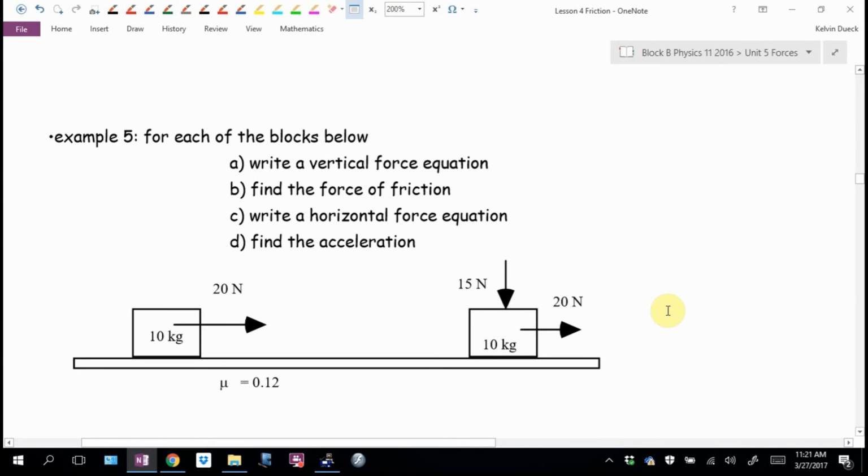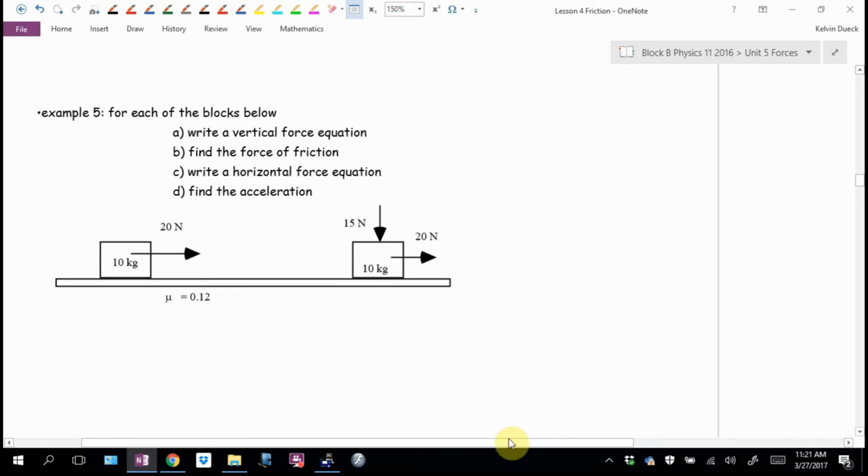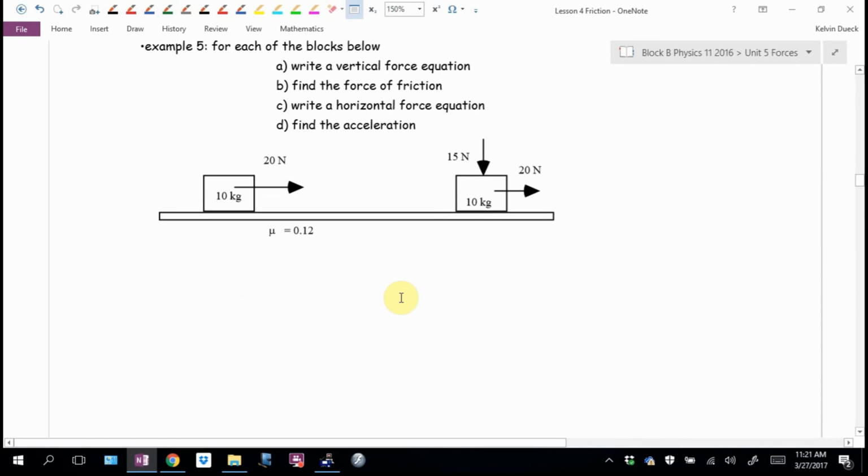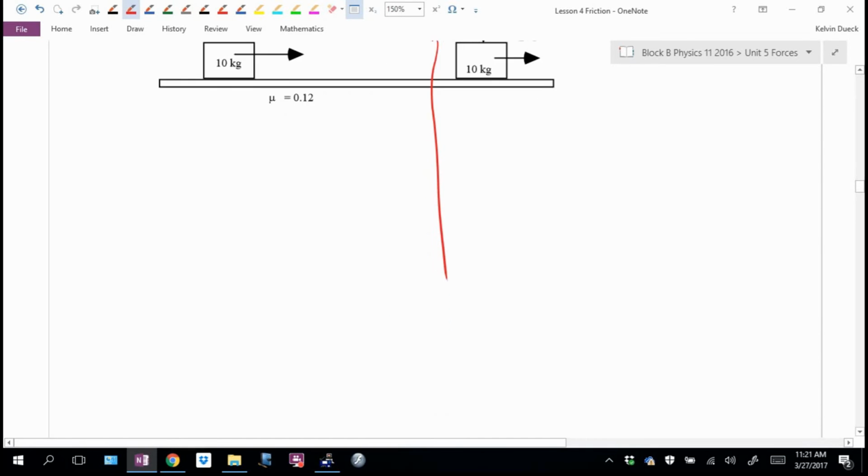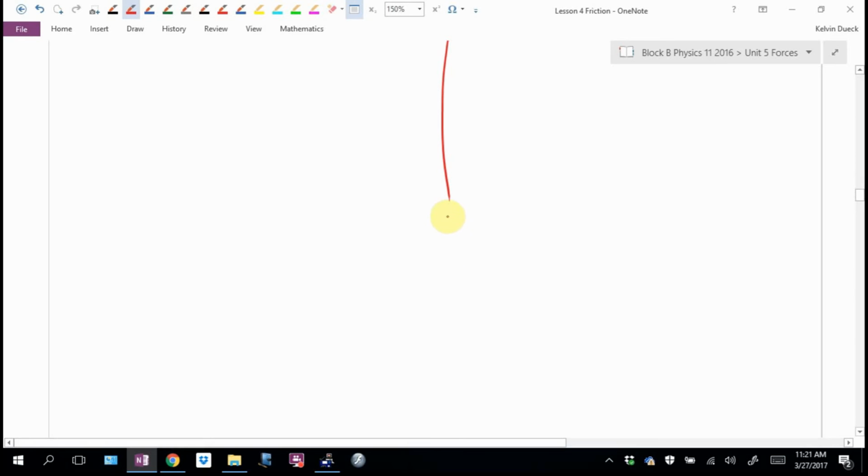So let's put it all together. Example 5 says, for each of the blocks below, write a vertical force equation, find the force of friction, write a horizontal force equation, and find the acceleration. In fact, I think we can draw a line right down the middle of the page here. Like that.